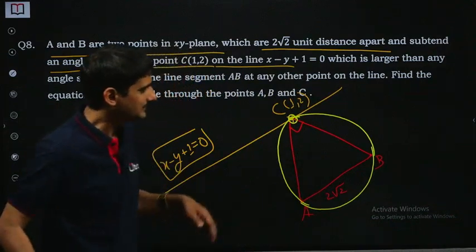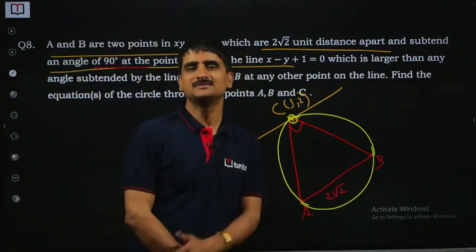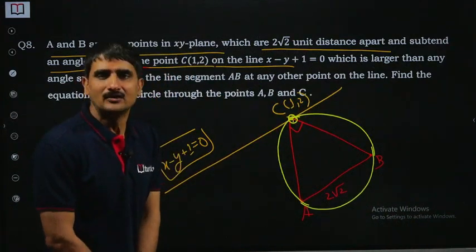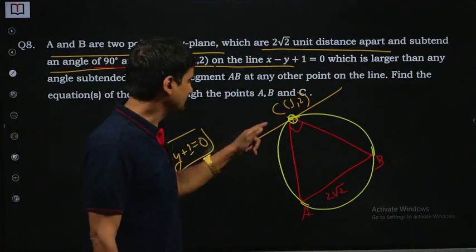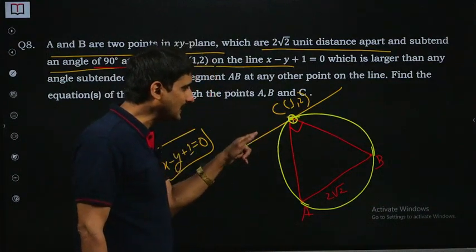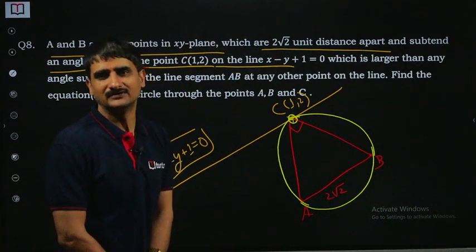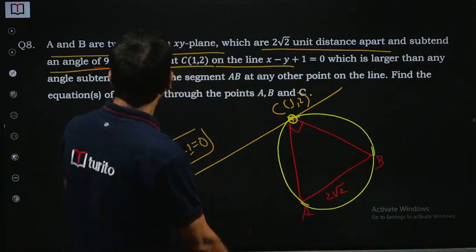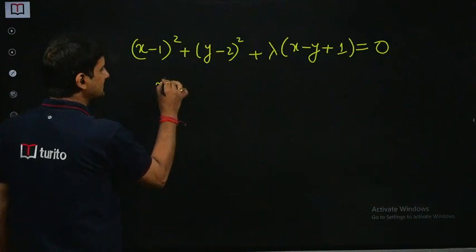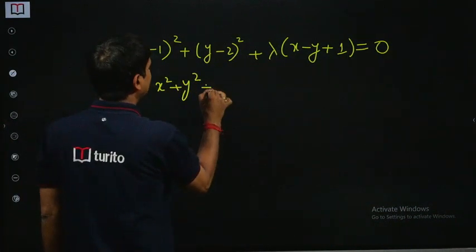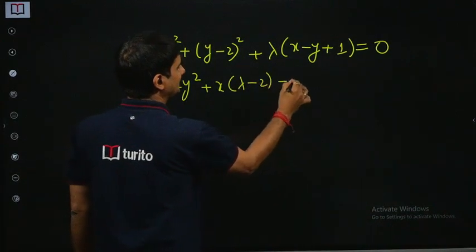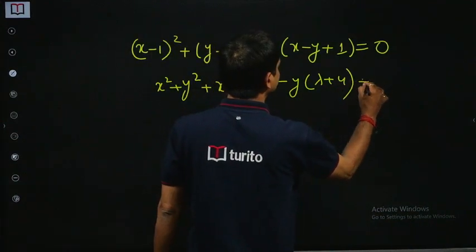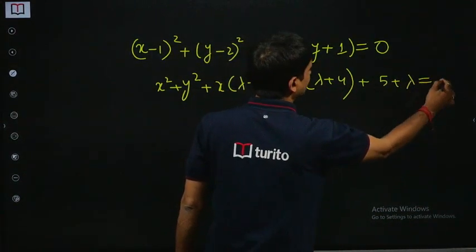So AB has to be a diameter, and in that case the line will be a tangent. Why so? Because if it's not a tangent, then the angle will be less than 90 degrees for sure. So that's the circle. Now let's write the equation: x square plus y square plus x times (lambda minus 2) minus y times (lambda plus 4) plus 5 plus lambda equal to 0.